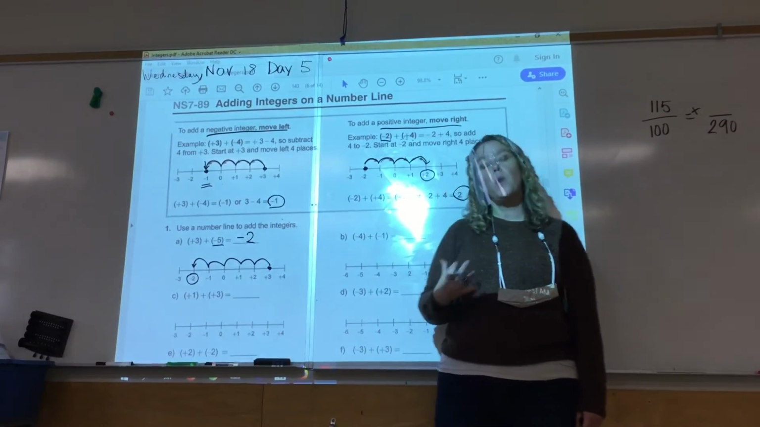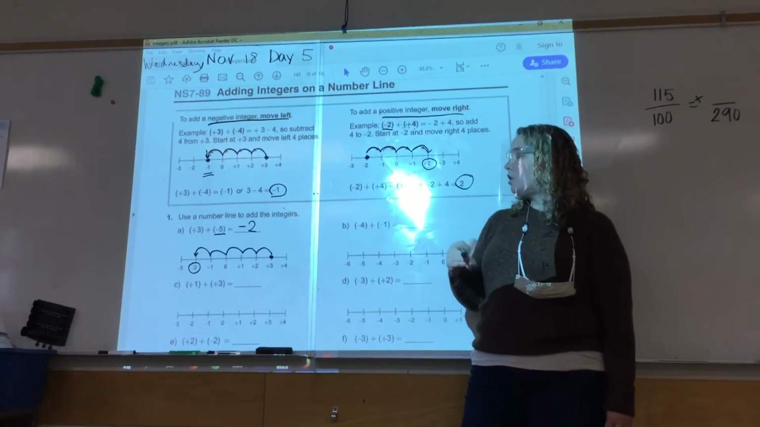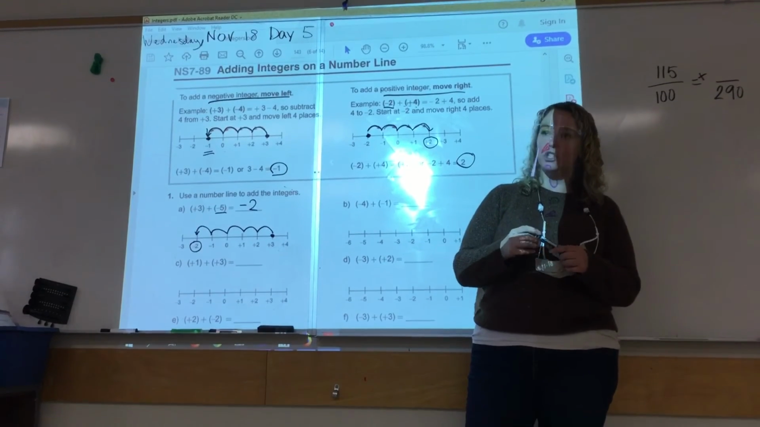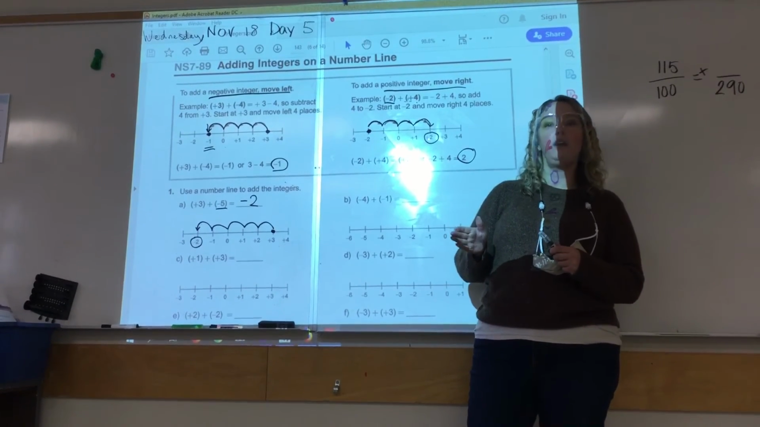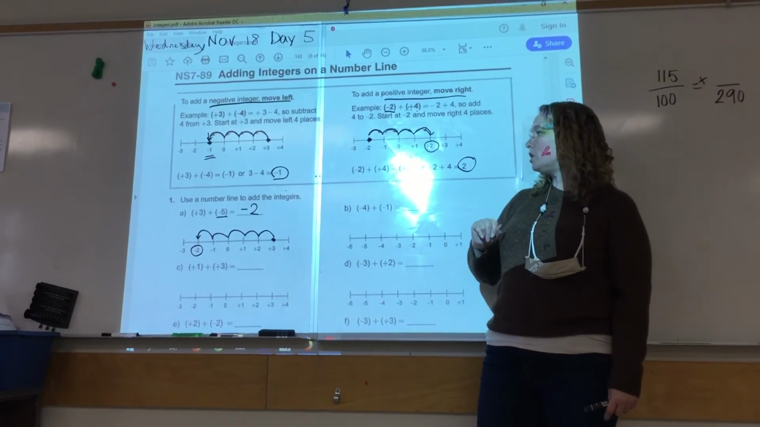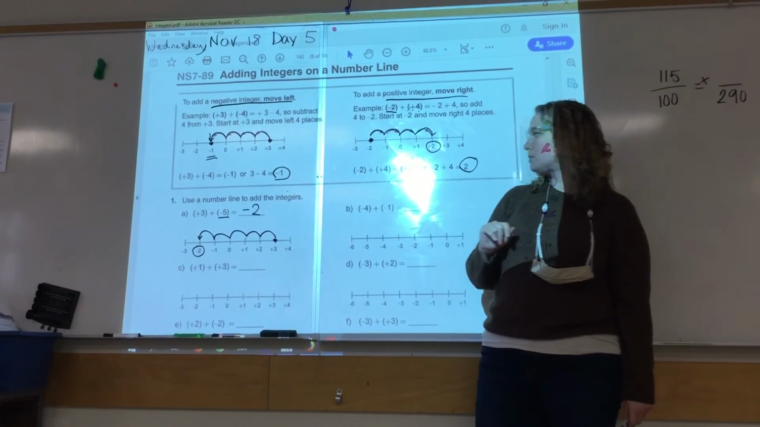Okay? This is just one more strategy on how to add integers. We're going to be using this one when we subtract integers. That's why I want you to try every single strategy. Later on, you can choose the strategy that works best for you, but I still want you to use each one and learn each one so that you can figure out what works best, right?